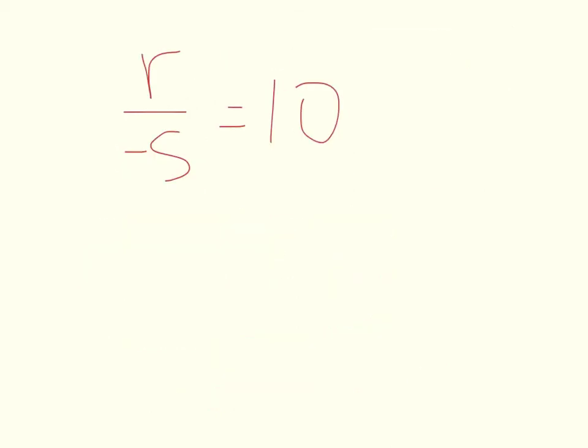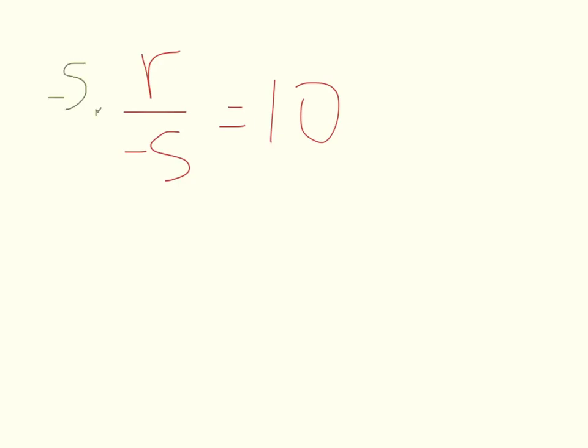Let's do one with a fraction. This says r over negative 5 equals 10. Now, what does a fraction actually mean? That means r divided by negative 5 equals 10. So if it says r divided by negative 5 equals 10, how do I get r by itself? If I'm already dividing, I need to do the opposite, which is multiplying. I need to multiply by what, though? Not 5. I need to multiply by negative 5.